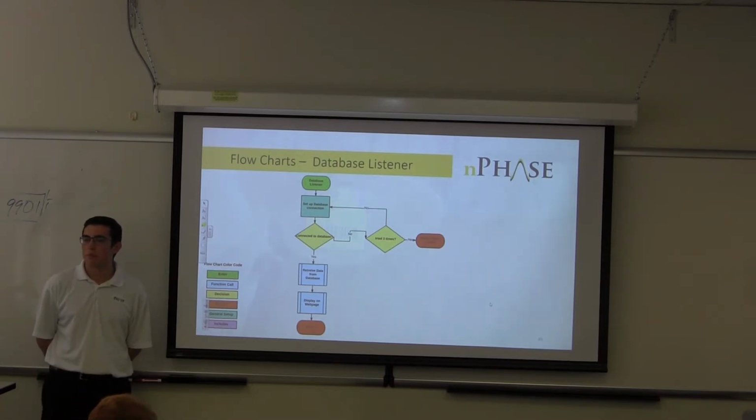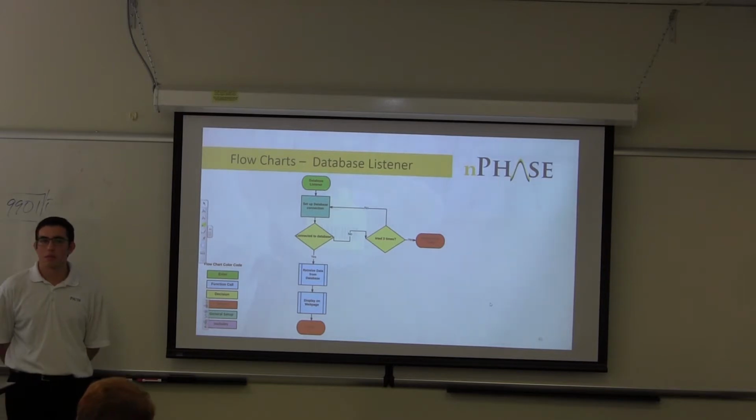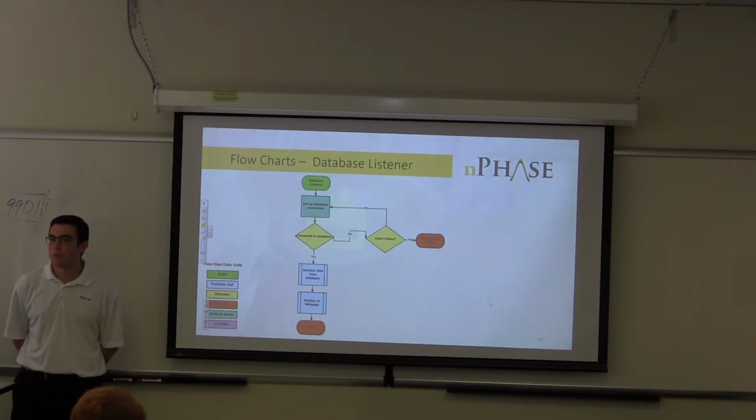So here we have our database listener. This is to set up a connection between our Java program and our database. Here we set up a connection to the database and go through that same error checking. Then we're going to retrieve from the database and display that on a web page.